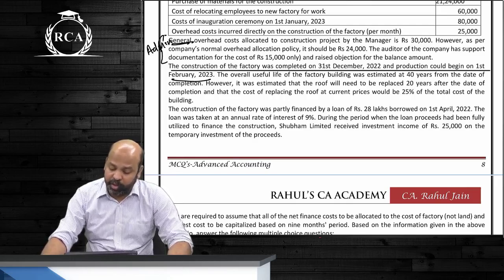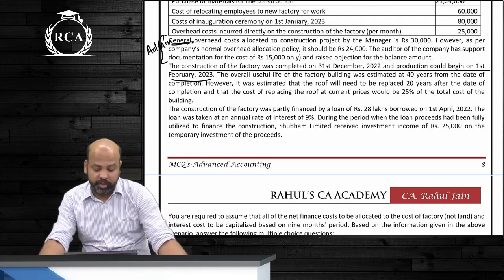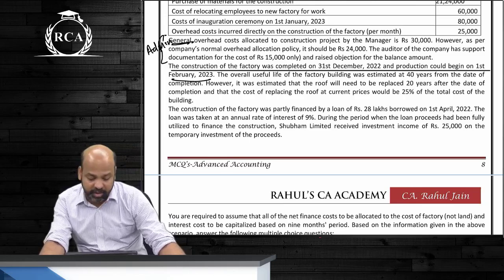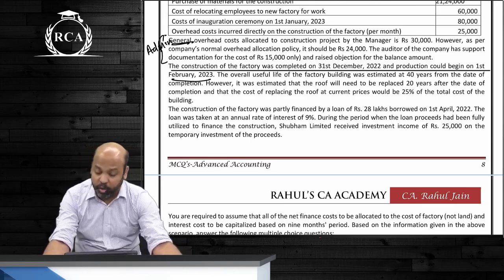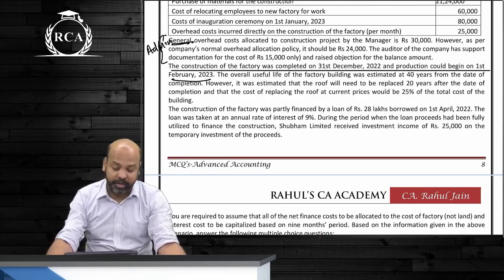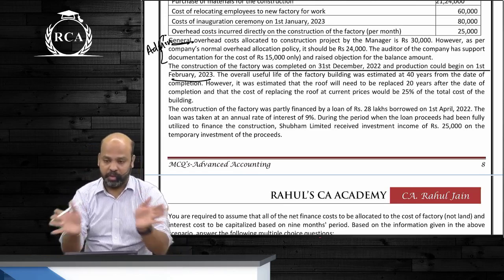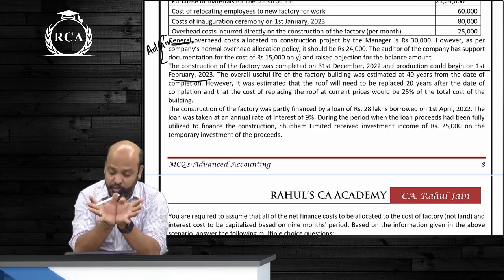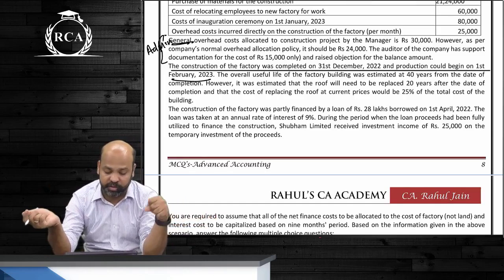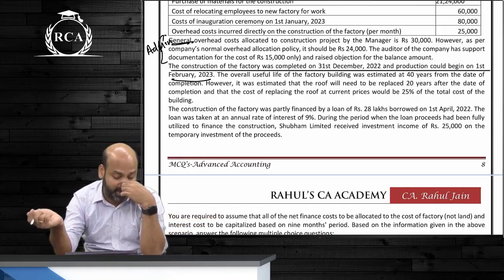The overall useful life of the factory building was estimated at 40 years from the date of completion. However, it was estimated that the roof will need to be replaced 20 years after the date of completion. Component accounting, and the cost of replacing the roof at current prices would be 25% of the total cost of the building. Whatever construction cost comes, you will divide it into 25% and 75%. 25% will become roof cost, 75% beta will become balance factory building.